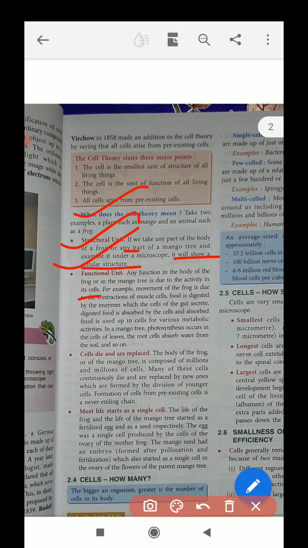For example, movement of a frog is due to the contraction of muscles, similarly for our body also. Food is digested by enzymes which the cells of the gut secrete. Digested food is absorbed by the cells, and absorbed food is used up in the cells in various metabolic activities. Similarly, students, you have just read the osmosis process in plants. What happens? The cell is absorbing the minerals, and the cell is preparing the food in the plant, in the mesophyll cell, inside the chlorophyll, food is prepared by the process of photosynthesis, and xylem is a cell, phloem is a cell.